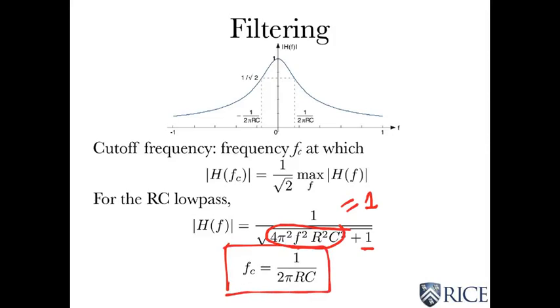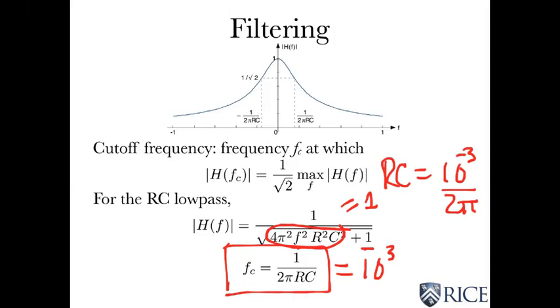So when it comes to designing a circuit, suppose you wanted to design a filter that would have a cutoff frequency of 1 kilohertz. Well, what you'd do is set this equal to 1,000, and what you'd find is that the only thing you need is for the product of R and C to be 1,000 over 2 pi.